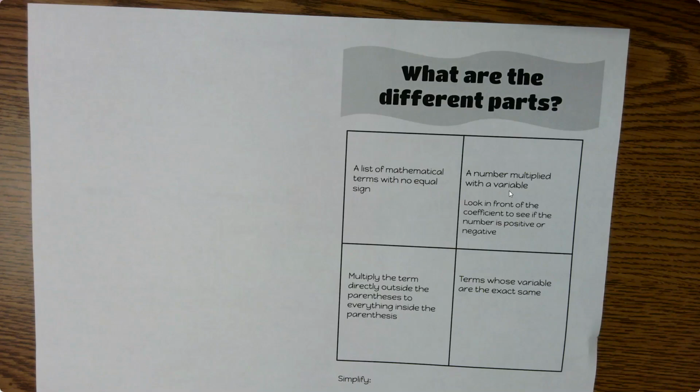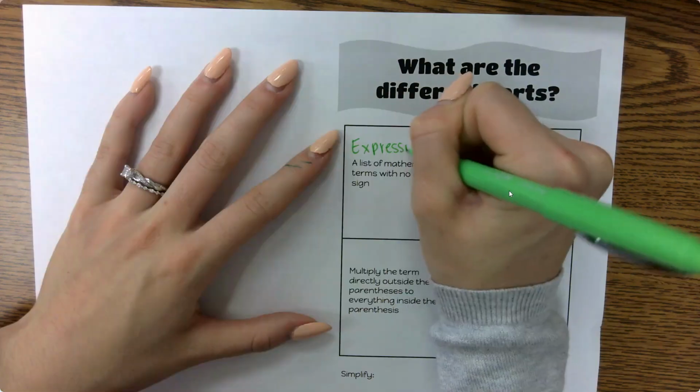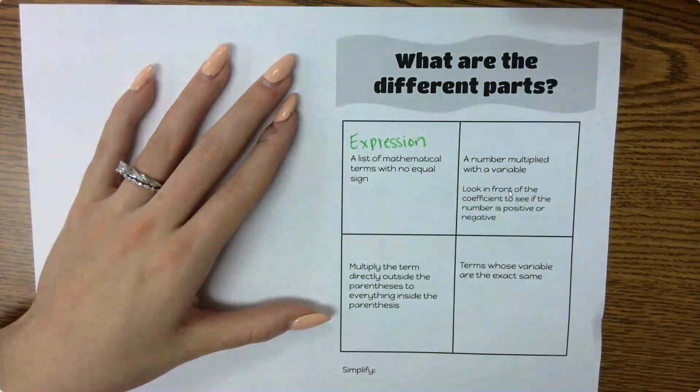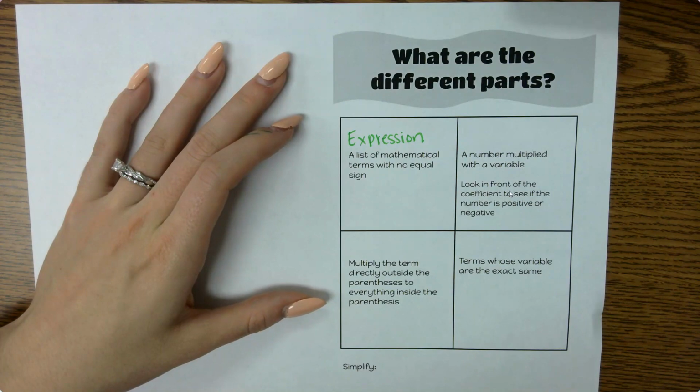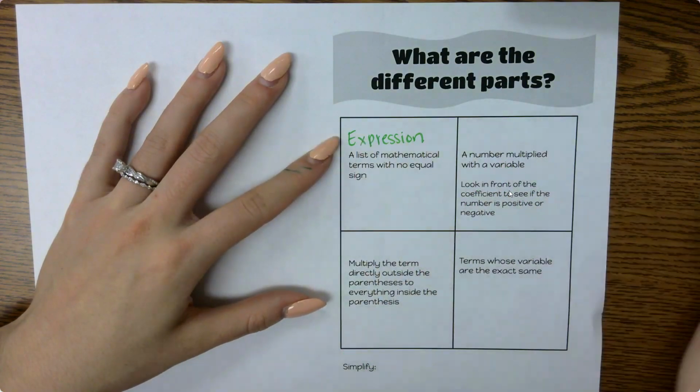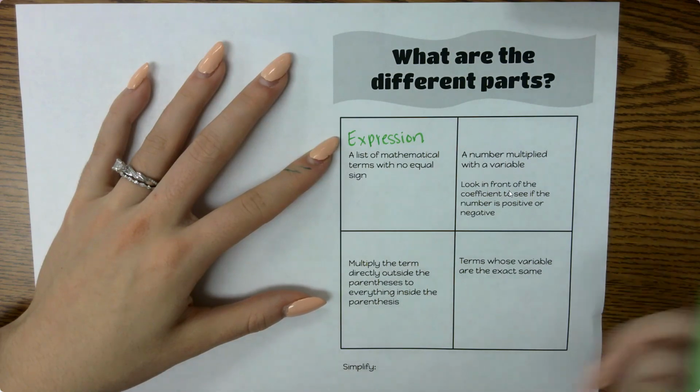All right, so today we're going to start our second unit, and we're going to start by defining some vocabulary words that are going to be useful when we're simplifying expressions and equations. The first word we're going to write down is an expression. And an expression is a list of mathematical terms with no equal sign. So expression versus equation, right? Equation has an equal sign, expression does not.